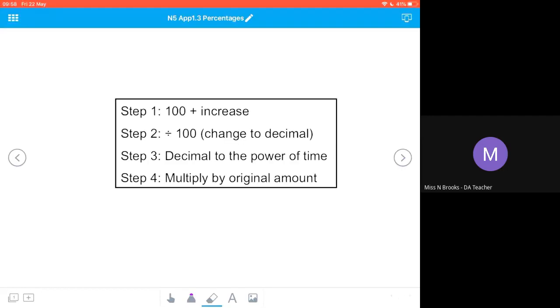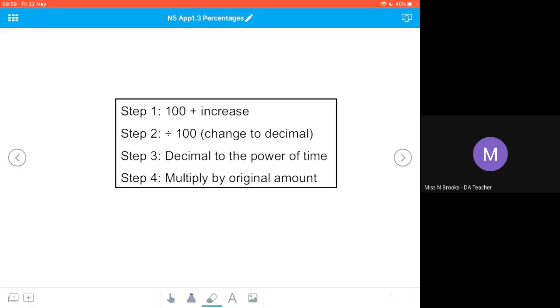So step one, when we're appreciating or working out the compound interest, is we're going to start off with 100% because that's our whole, and we're going to add on our percentage increase. We're then going to take this new percentage, which will be greater than 100 because it's an increase, and divide it by 100 to change it to a decimal, and our decimal will be 1 point something. We're then going to take that decimal to the power of time, and that time could be in minutes, seconds, years, months, and then we're going to multiply it by the original amount in order to work out what our new value would be after that period of time.